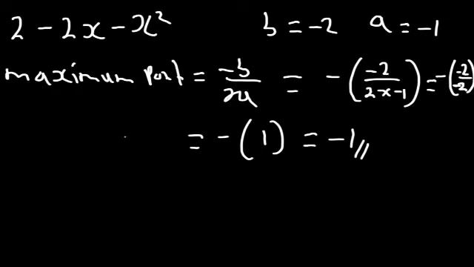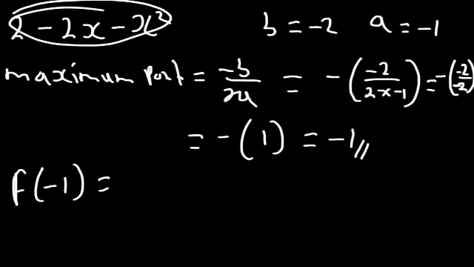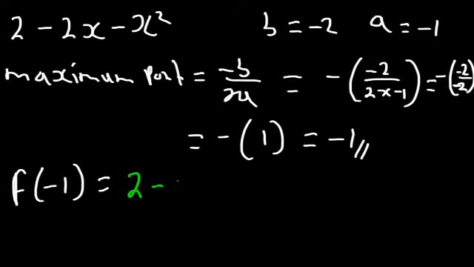Now to get the maximum value, all I need to do is find f of negative 1. So what should that be? Just putting negative 1 as x wherever I see x in this expression. Alright, let's move on. So what should that become? I'm going to have 2 minus 2 multiplied by minus 1, and minus 1 all squared.